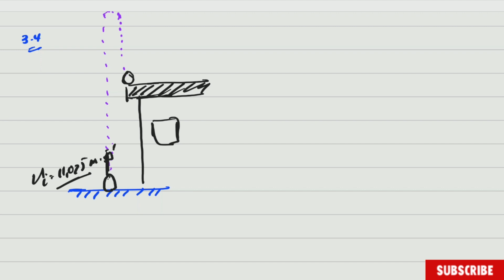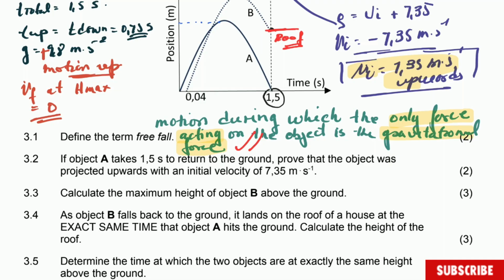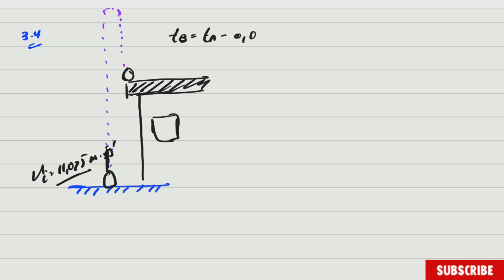Now, when does the object fall there? If we go to the graph, it is at 1,5, but remember this ball was not thrown exactly with ball A. So time B will be equal to time A minus 0,04, because it was thrown 0,04 seconds later. So it was minus 0,04.